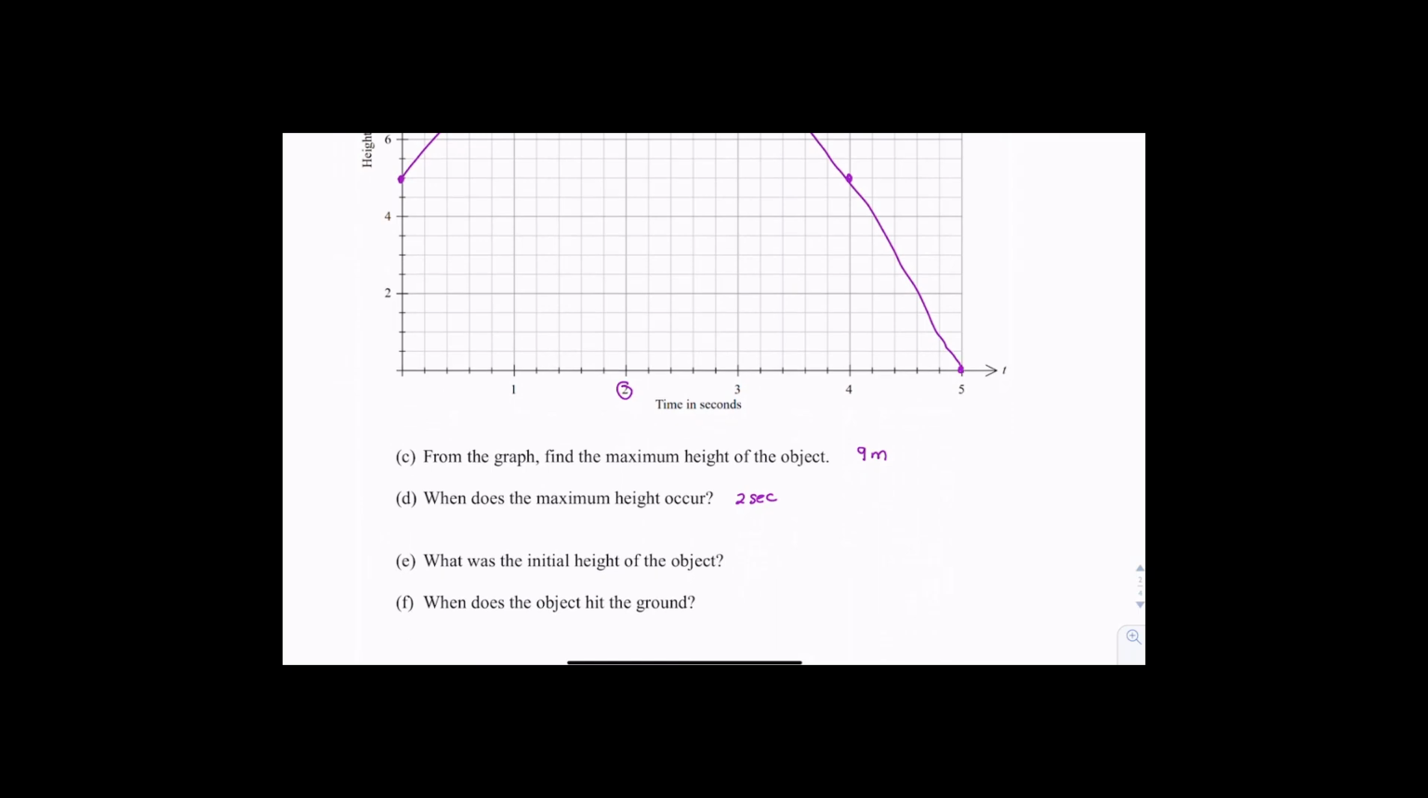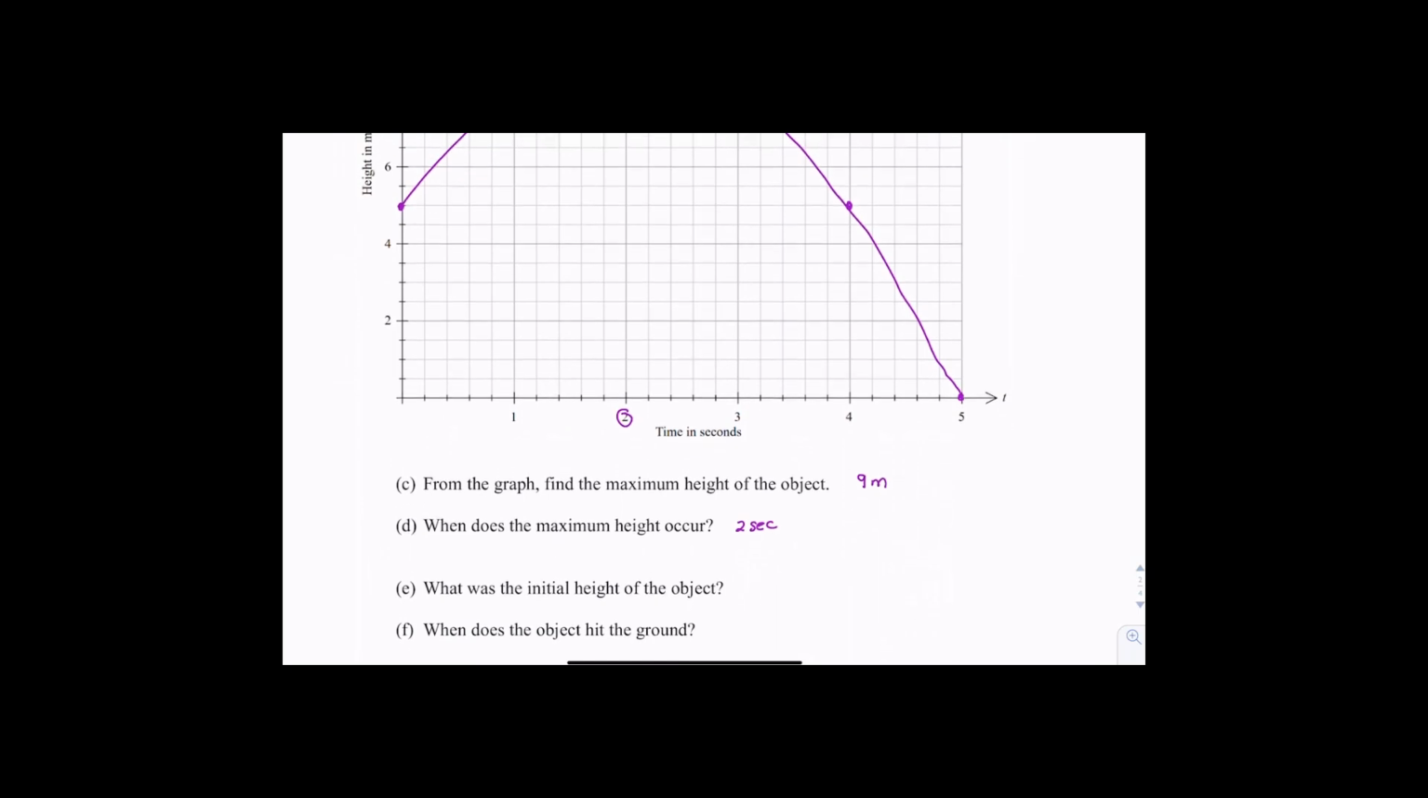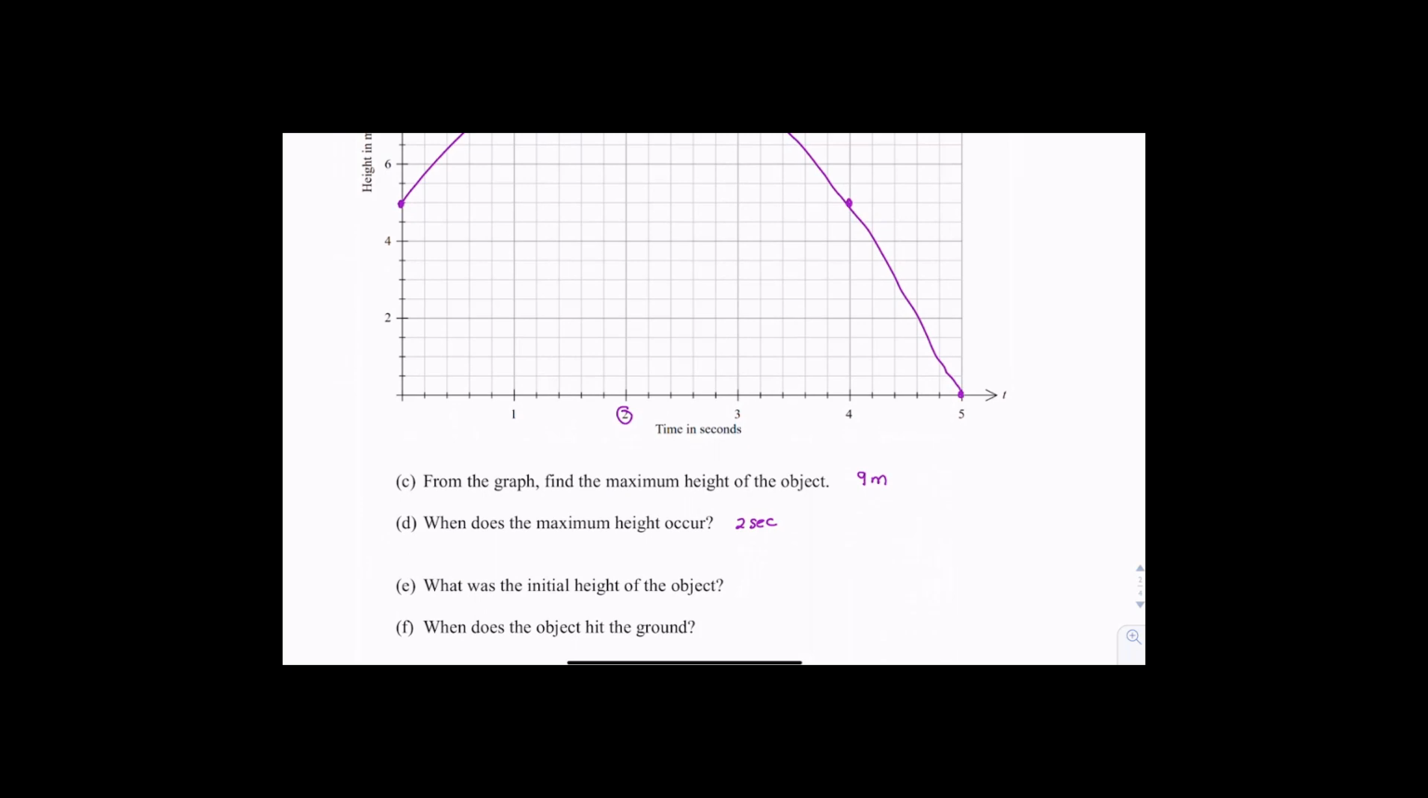What was the initial height of the object? Well, the initial height is when time is 0. So here gives me the initial height. So the initial height was 5 meters.